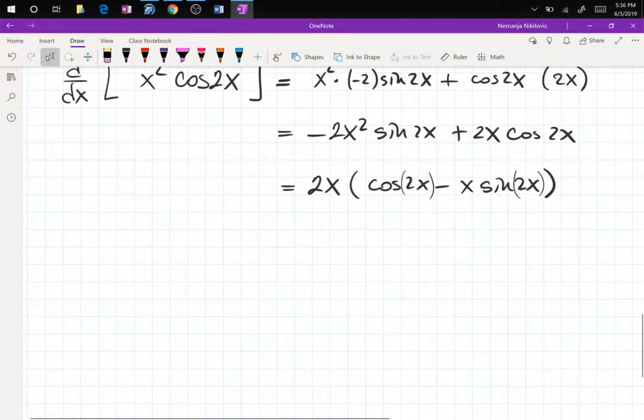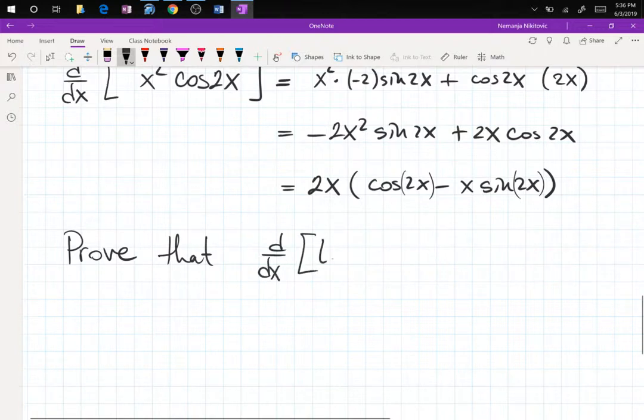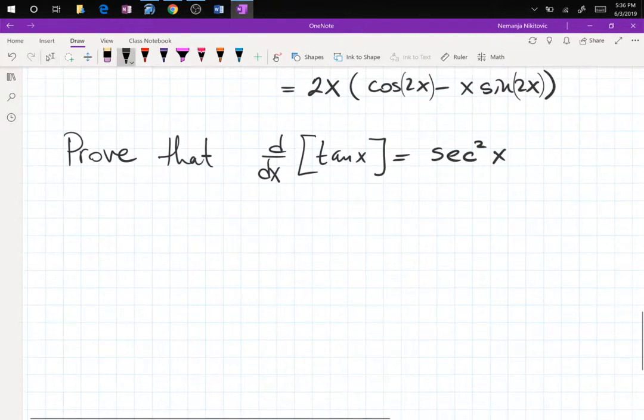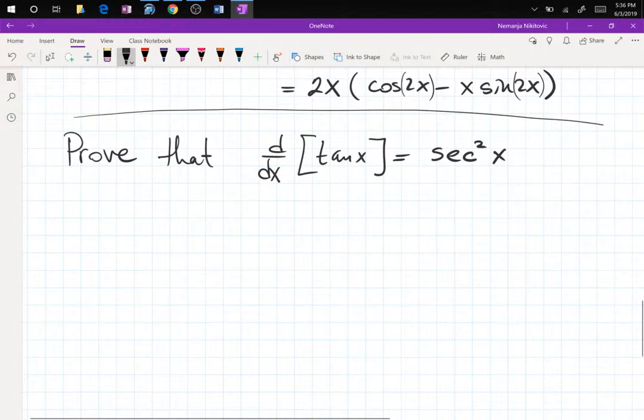One more problem, which sometimes I even include on the exam or something similar. Prove that the derivative of tangent x is equal to secant squared x. Where would you start? No coughing. Where would you start?